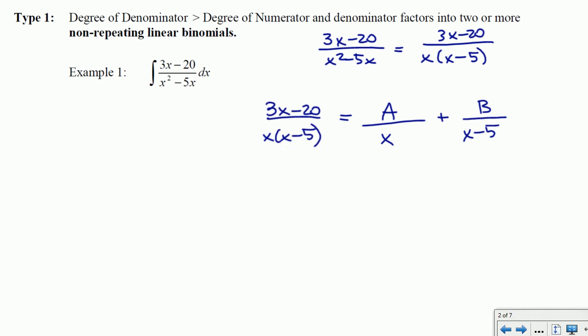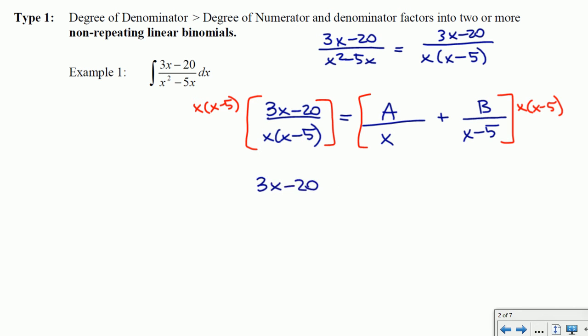Similar to the last example, we'll multiply both sides of this equation by the factors on the bottom, x and x − 5 in this case. So on the left, all that remains is 3x − 20, and on the right, we get A times (x − 5) plus B times x.